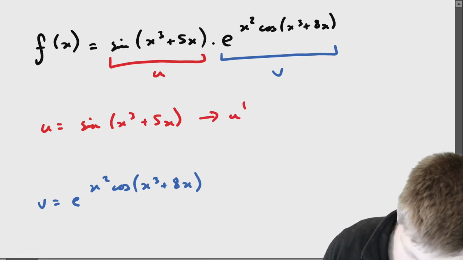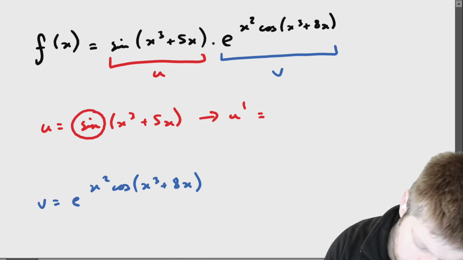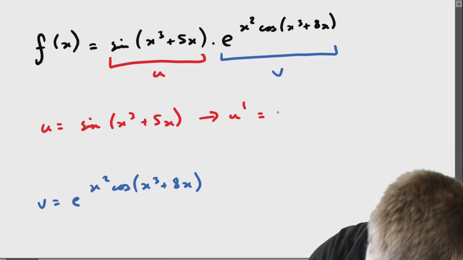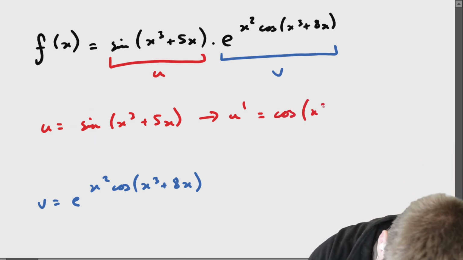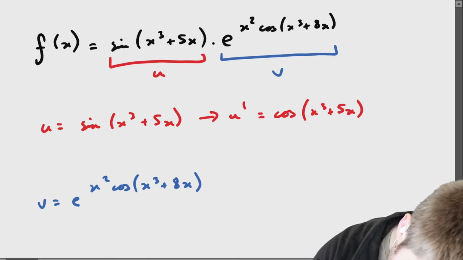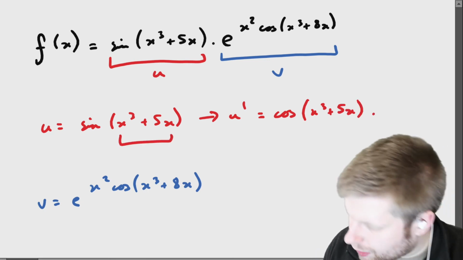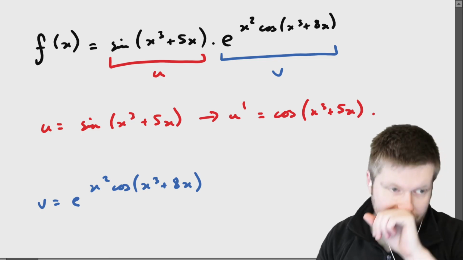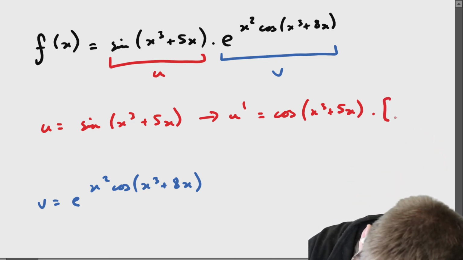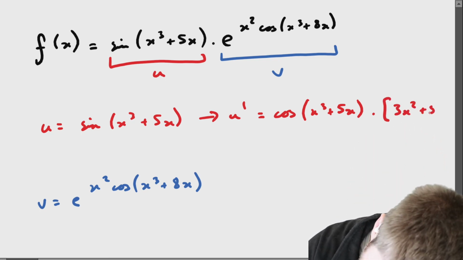So if I want to differentiate u, well, first of all, I've got to differentiate the sine function. That becomes cosine. I leave the inside function alone, so the x cubed plus 5x, leave that alone. Then I need to multiply that by the derivative of the inside function. So the derivative of x cubed plus 5x, that is 3x squared plus 5.